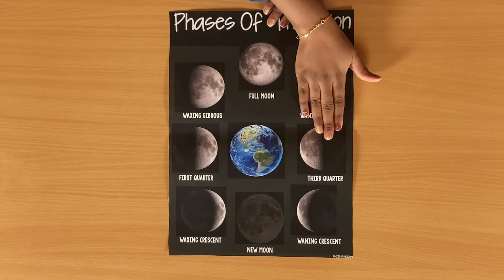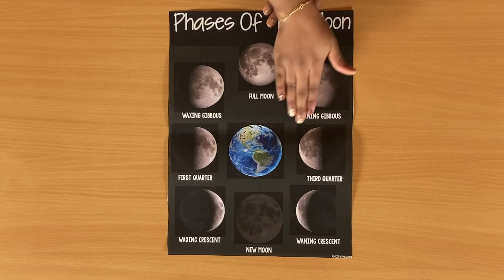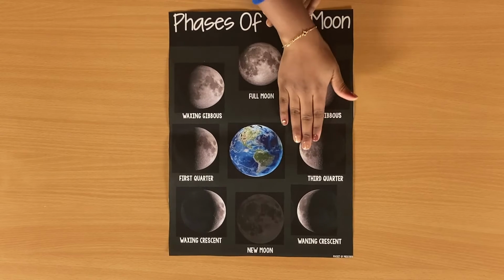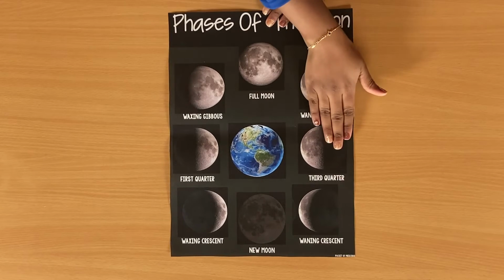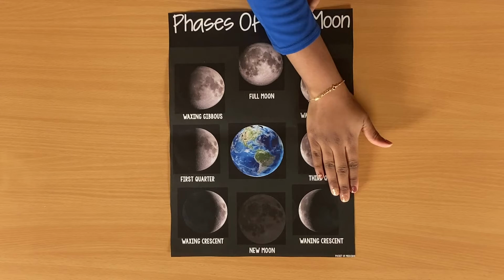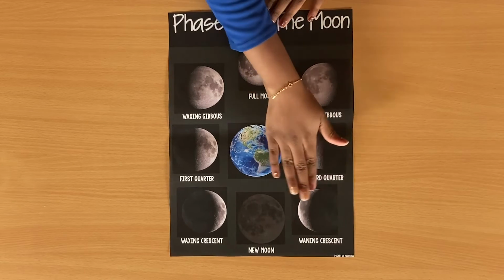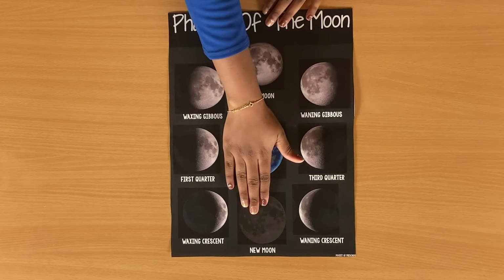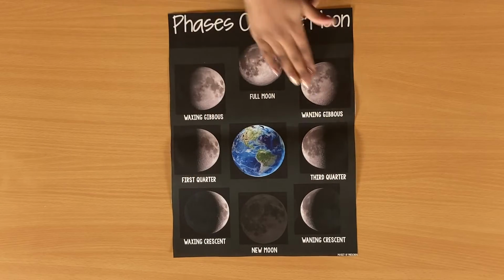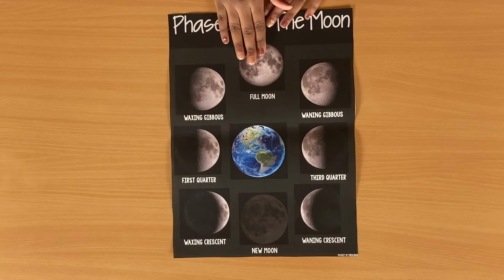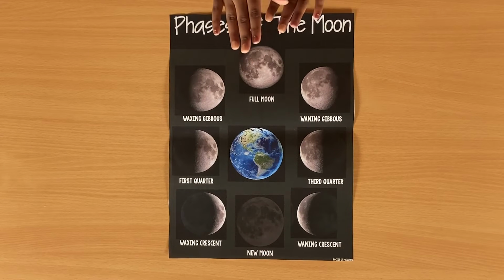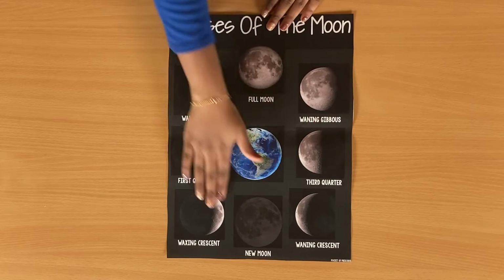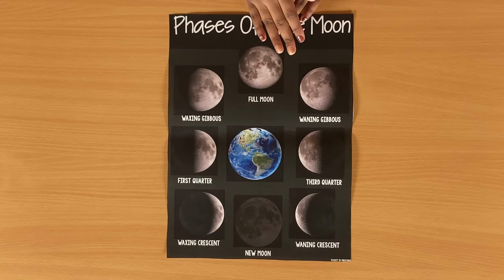Third quarter, much like first quarter, we can see half of the moon, but the other half is in shadow. Waning crescent, we see a crescent shape, but it's like the other side of the one we saw before. And then again, new moon. So it just does that over and over and over again. It takes about 27 days for the moon to revolve around the earth.